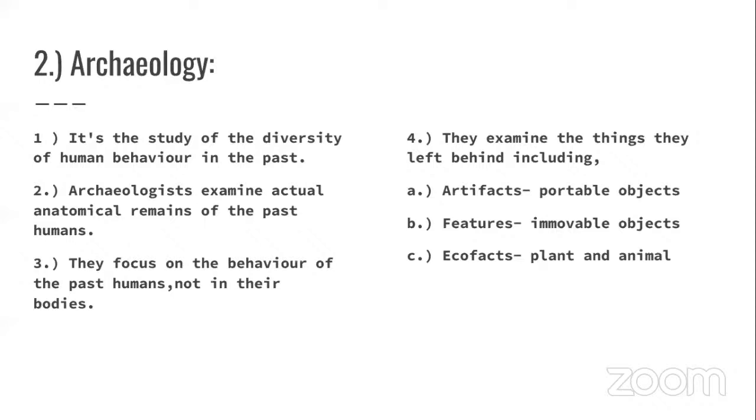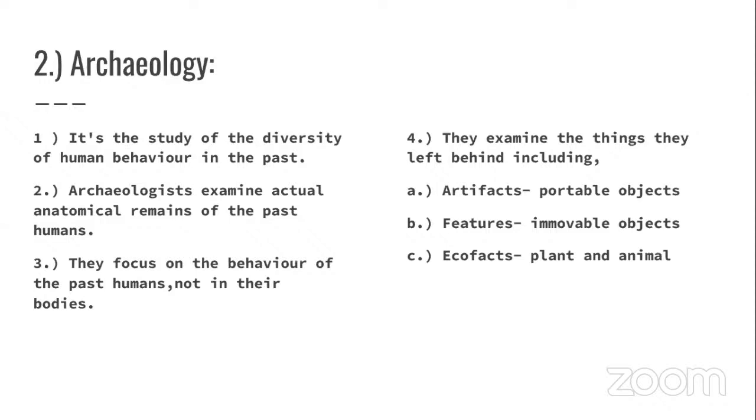Number one is artifacts. Artifacts are more or less the portable objects that people made and used, like pottery, clothing, jewelry, tools, and weapons. If we look at the example of the Indus Valley civilization, there were artifacts that were found, like the pottery, or a bull cart. These are all artifacts because these are small portable objects.